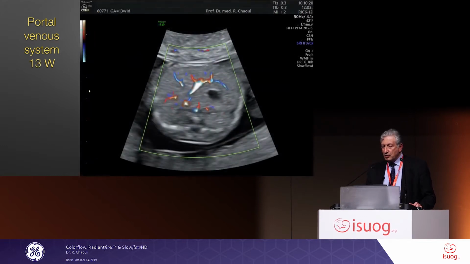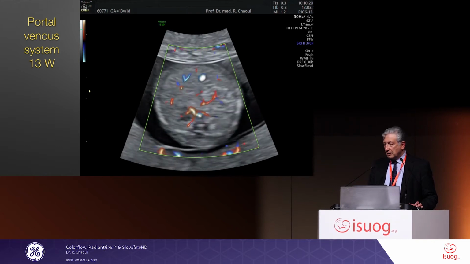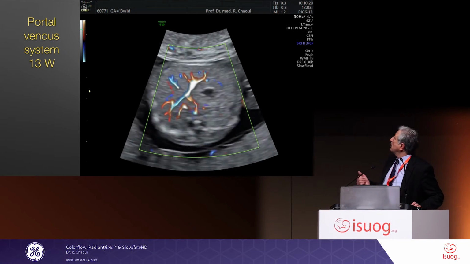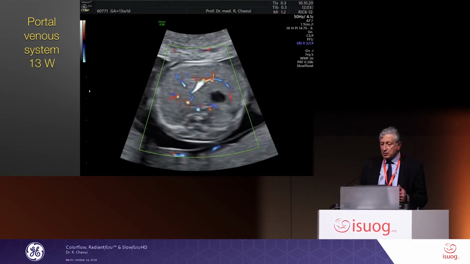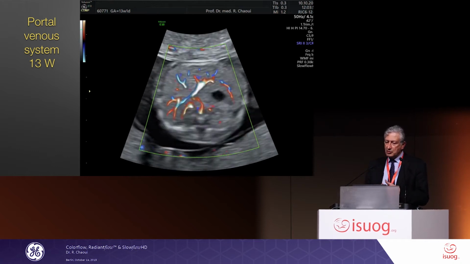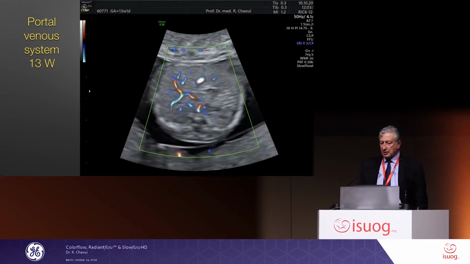And if you go even earlier, this is the portal venous system at 13 weeks. I never was able until now to see the portal venous system so nicely and so well in early gestation. And in cases where you have an abnormal ductus venosus, this is the time where you can start. We used to say in the past, we need to wait until 17 weeks of gestation to get an answer.